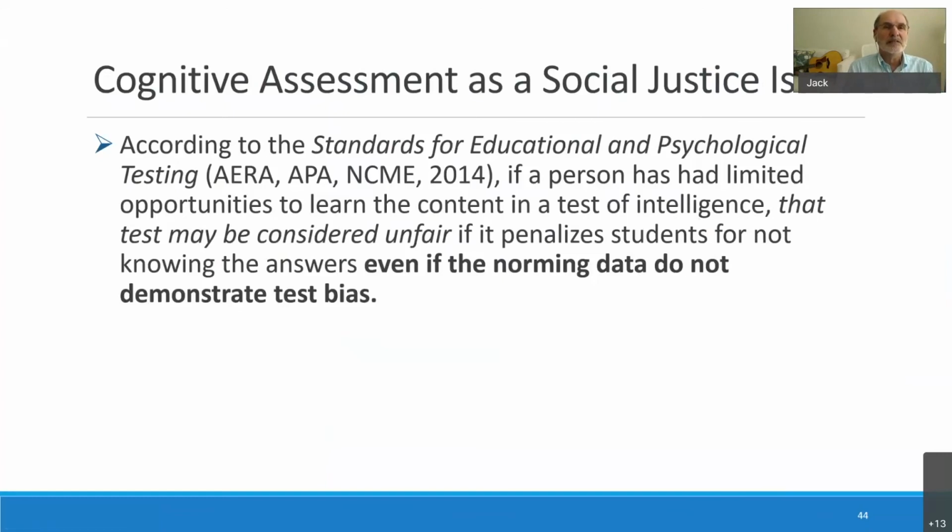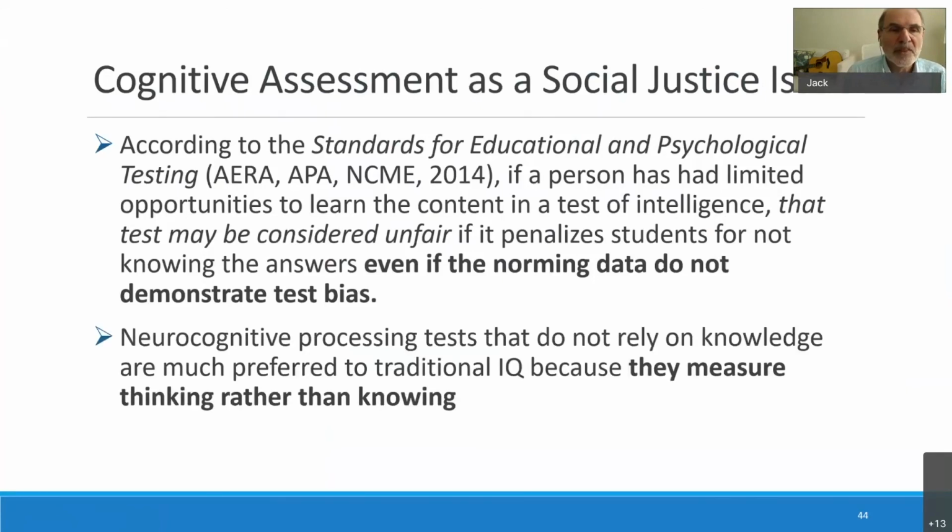What does that mean? That means that when you look at a test manual and they say, we didn't get any test bias, and they look at all the psychometric ways that bias can be expressed, good methodologies that really came out of a lot of the work of Art Jensen, who I think was in a lot of ways maligned for being a serious scientist. But what it says is that's not enough for you to be comfortable using a test. You have to determine if the test content unfairly penalizes students.